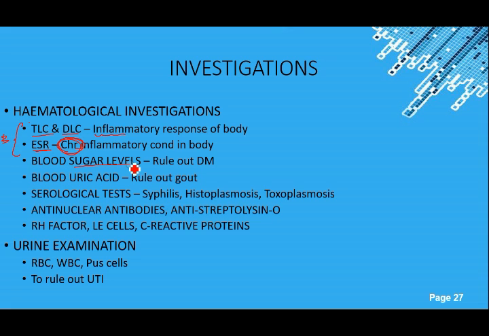You're going to do sugar level, uric acid, this is to rule out diseases. Sugar level to rule out diabetes mellitus, uric acid to rule out gout. And serological tests: syphilis, histoplasmosis, toxoplasmosis. All of these diseases should be treated separately because they can lead to iridocyclitis. Urine examination, to see whether there's RBC, WBC or pus cells, and all of this is to rule out UTI, importantly.